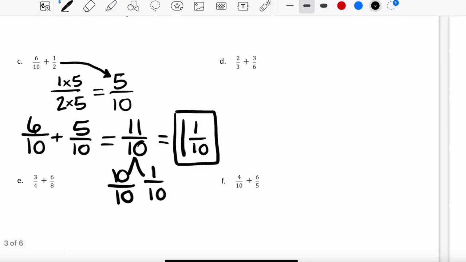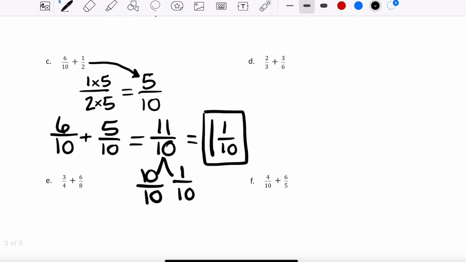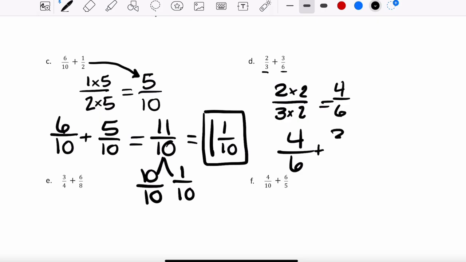Next, I have 2/3 and 3/6. Because the 3 and the 6 are not the same, I'm going to have to take one of my fractions and change it to make it into the other. So I can take 2/3 and I can times it by something to equal 6. So 3 times 2 is 6, 2 times 2 is 4. I have 4/6. Now I can take 4/6 and I can add it to the 3/6 and I get 7/6.